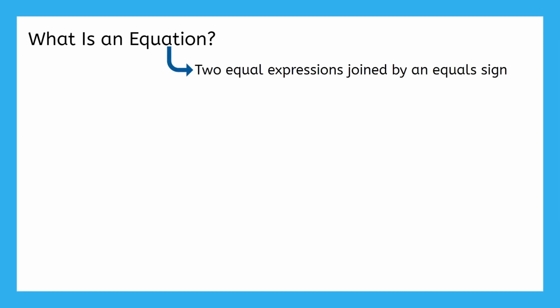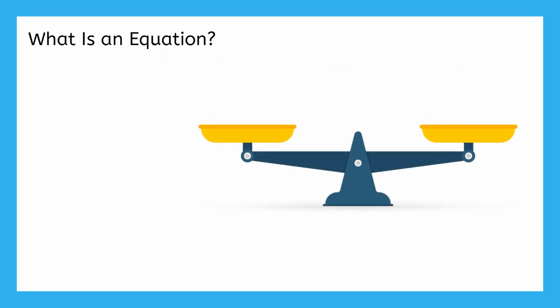An equation is two equal expressions joined by an equal sign, which looks like this. The most important thing to remember about an equation is that the two sides have to be equal. You can imagine putting them on a balance scale like this. When both sides are equal, like say if we put 7 on both sides, then the scale is balanced and we can say that this equation is true.